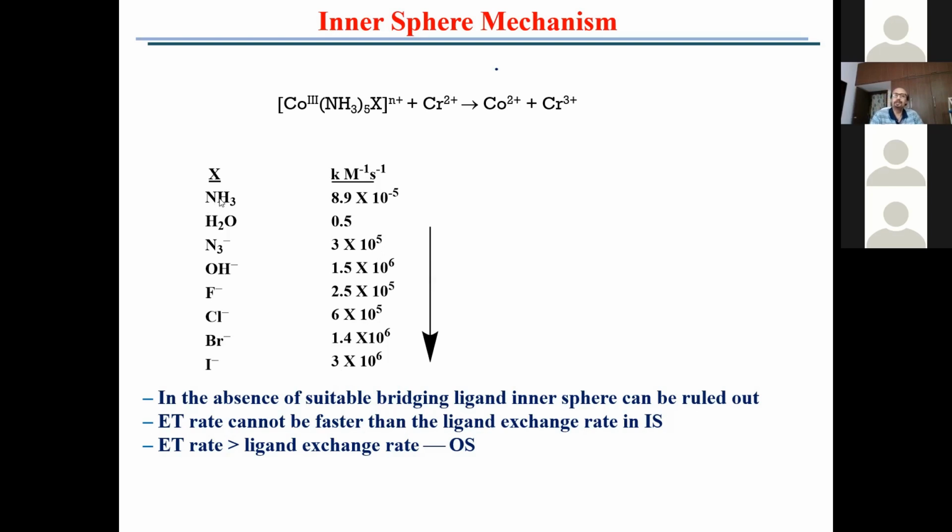but once you have the amine, you have already discussed that amine cannot form the bridge. If a bridge cannot be considered towards understanding the electron transfer of that particular reaction, then what alternatives do we have in hand? We have only one alternative, the outer sphere alternative, and that is indeed being followed over here.